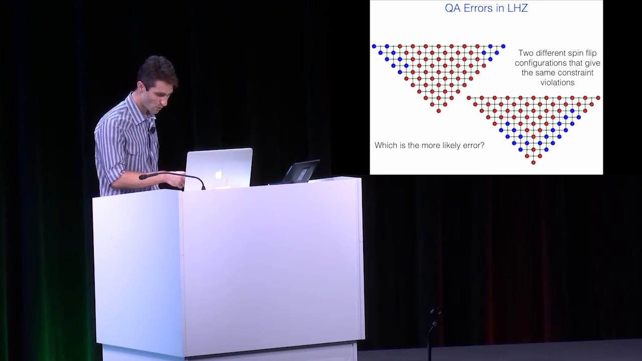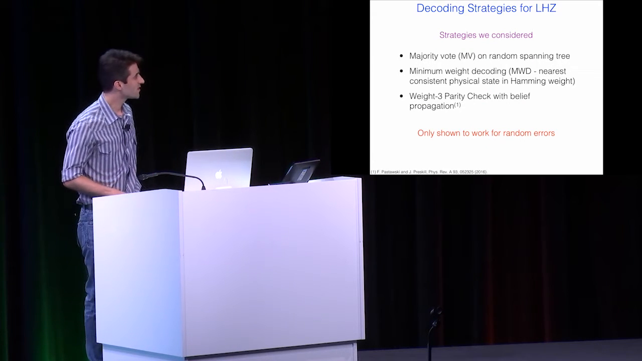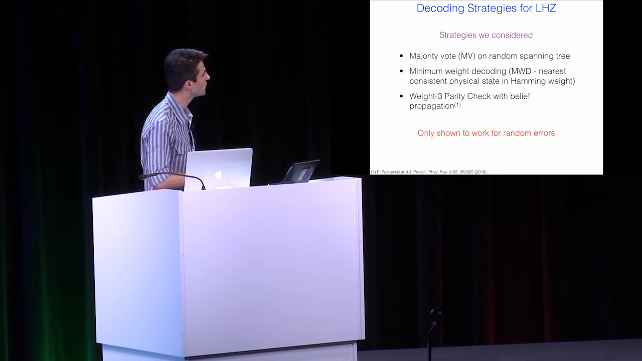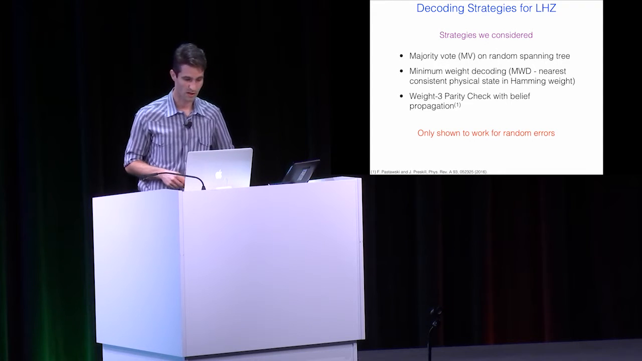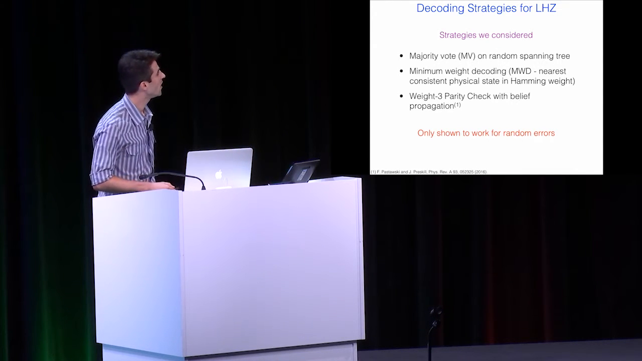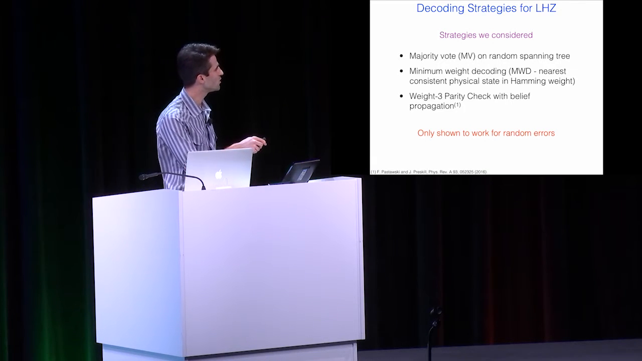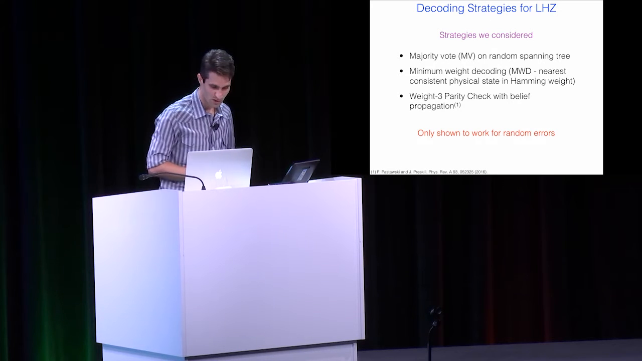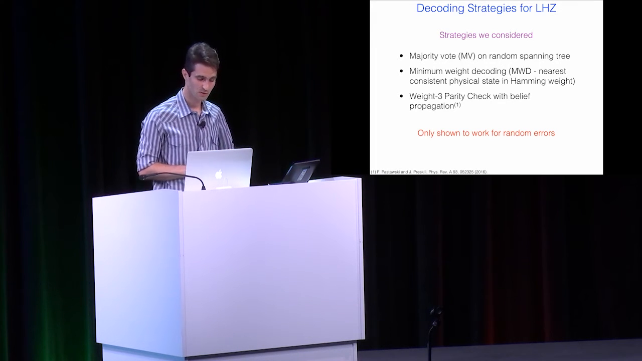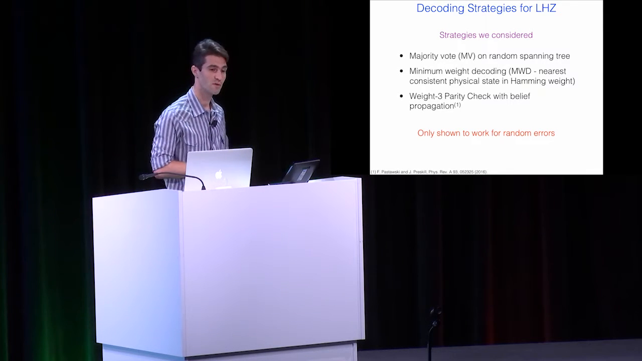So for our work, we're going to consider several decoding strategies. One is the simplest thing you could think of, which is what I think is the equivalent of the majority vote for the minor embedding. What you're going to do is take a random spanning tree on your physical graph, use that to map to a logical state, and then do this many, many times, and then do a majority vote on those logical states.